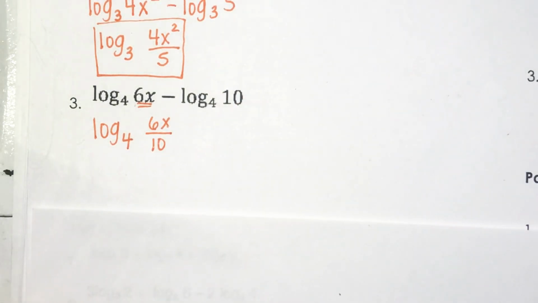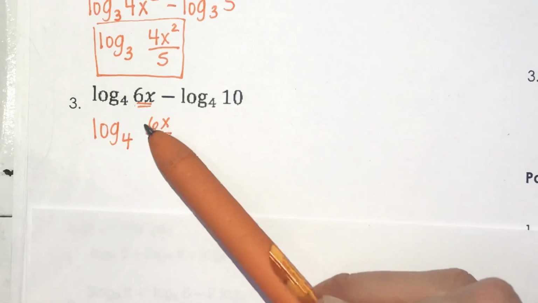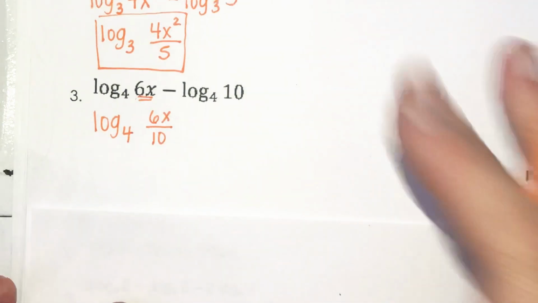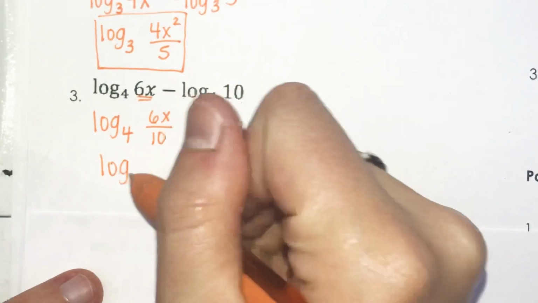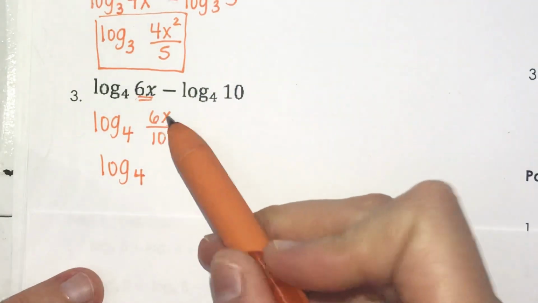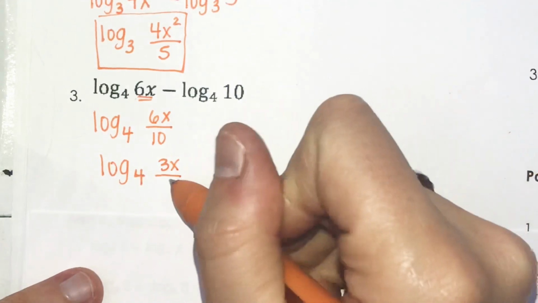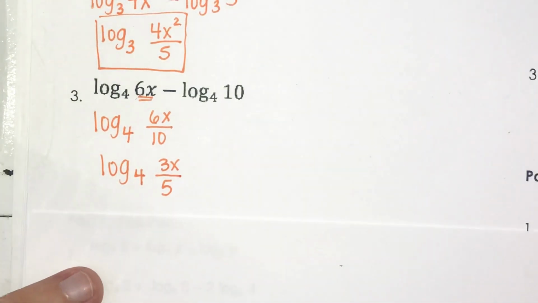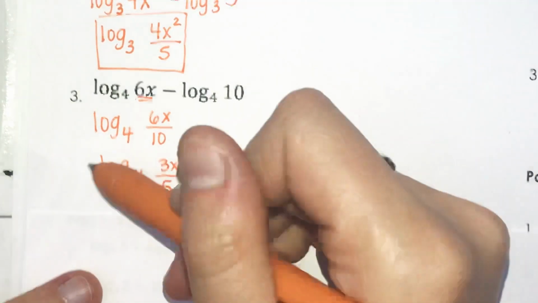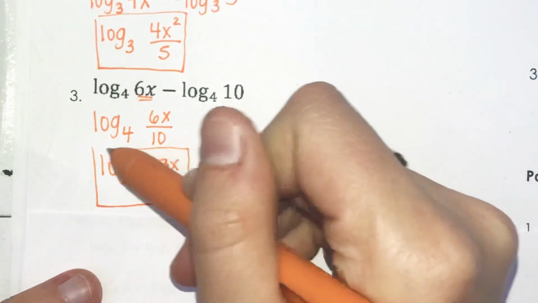And then I look at that and I say, okay, can I simplify that further? I can. 6 and 10, I can divide them both by 2. So I've got log base 4 of, so 6x divided by 2 is 3x. And then 10 divided by 2 is 5. I can't simplify that further. I have one variable, so I am finished.